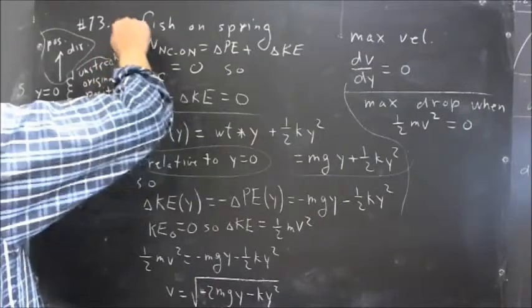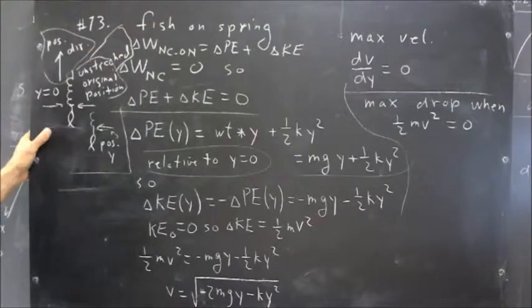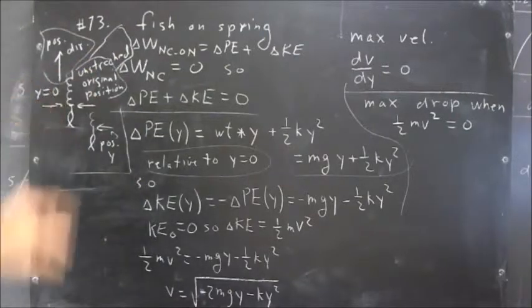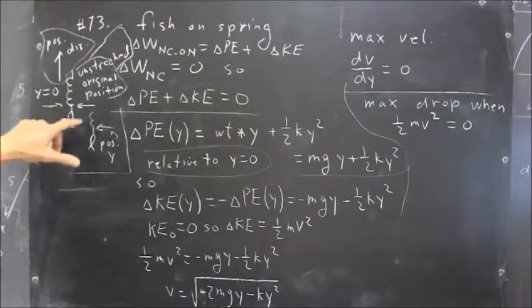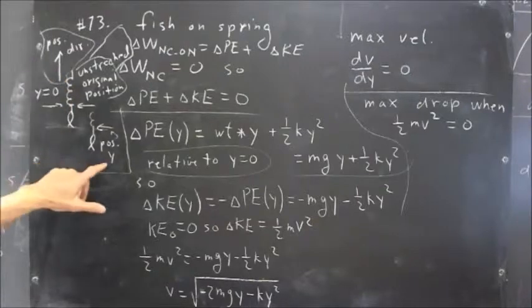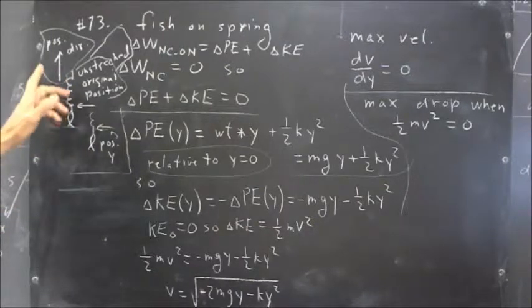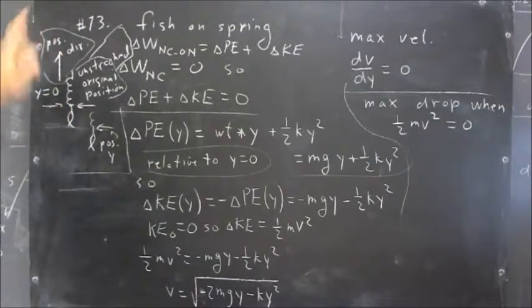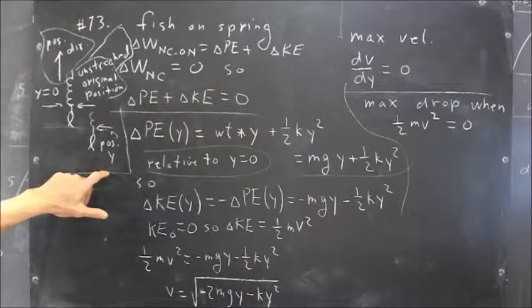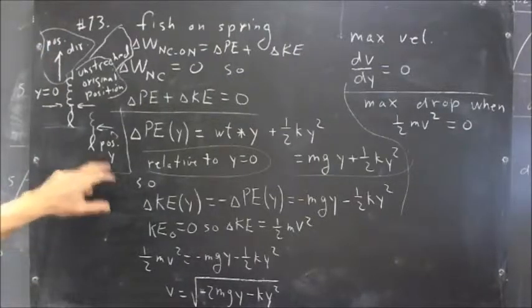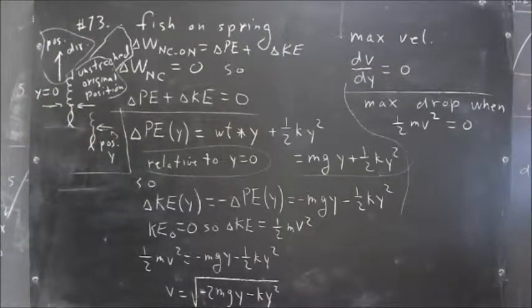I'll leave it to you to interpret the word unstretched as applying to the spring as opposed to the fish. Okay, so the fish then descends. When it's at position y, where this is y equals 0, and we're going to assume the positive direction to be up. Okay, so when the fish is at position y, and y will be a negative position, what's its potential energy going to be?